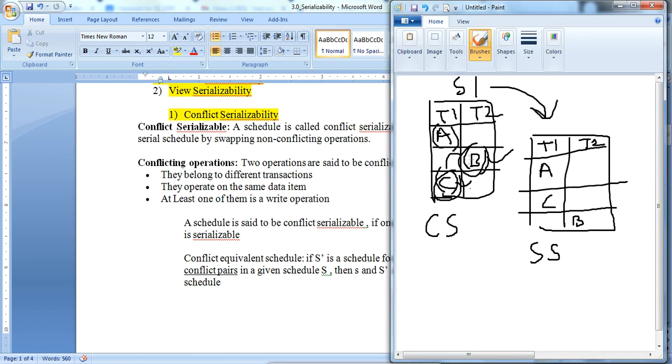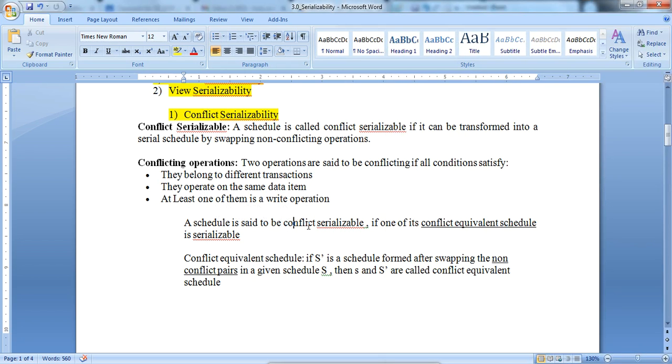Second, they operate on the same data, like read A, read B, read C. If we check B and C swapping, do they operate on the same data item? No. Do they belong to different transactions? Yes. Third, at least one of them is a write operation, such as B write and C read. A schedule is said to be conflict serializable if one of its conflict equivalent schedules is serializable.